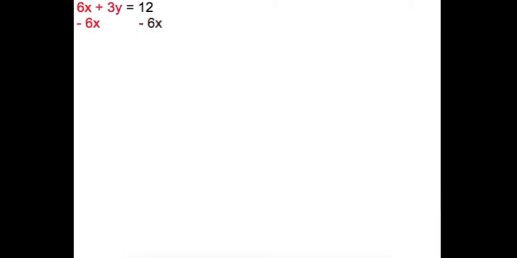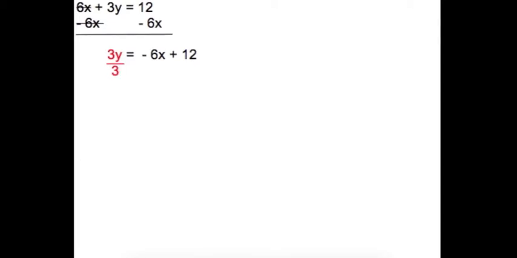Let's simplify the left side of the equation first. 6x and negative 6x will cancel each other out, leaving us with positive 3y. Looking to the right side of the equation, we will have negative 6x plus 12. Notice we have still yet to solve for y, because we have 3 and y being multiplied together.